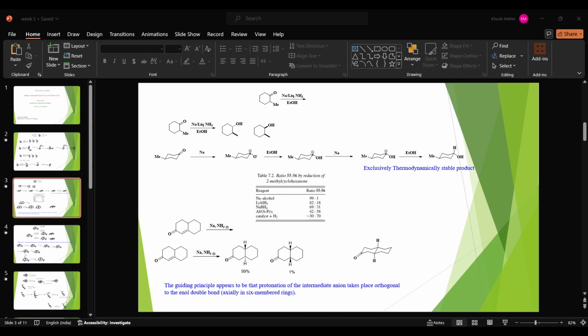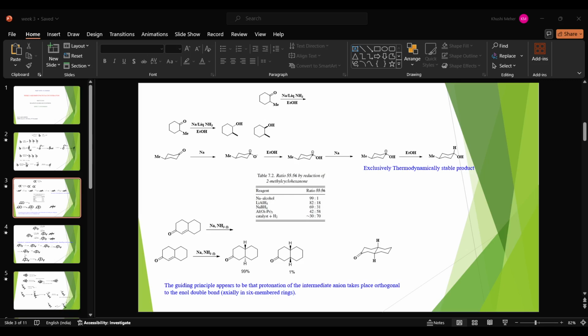But if you use lithium aluminum hydride, in this case you will get this one as the major product, but the ratio is 18 to 82. When you use sodium borohydride, you will get 70 to 31. And when you use aluminum triisopropoxide, in that case you will get 42 and 52. Exclusively both products you will get.